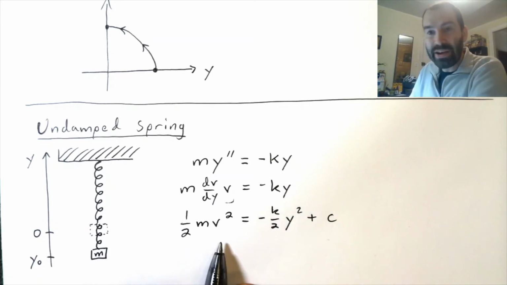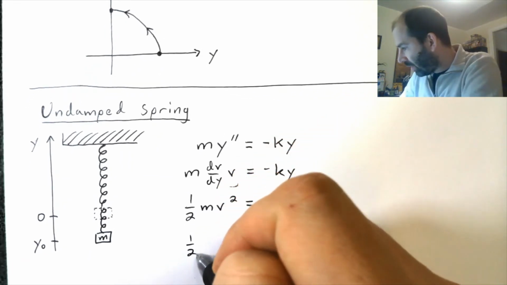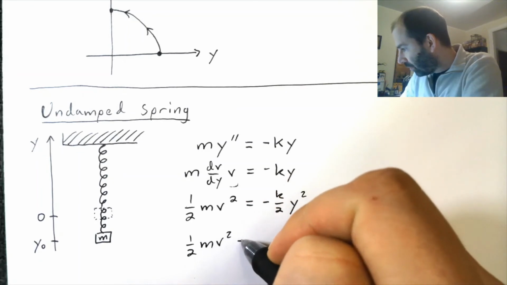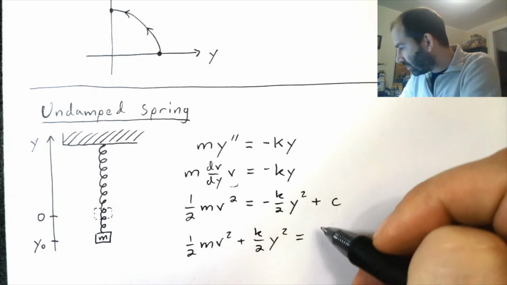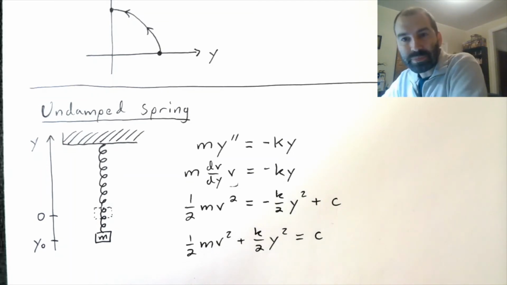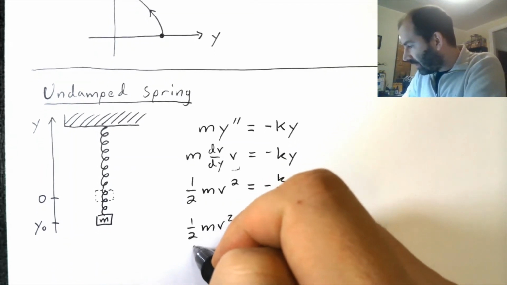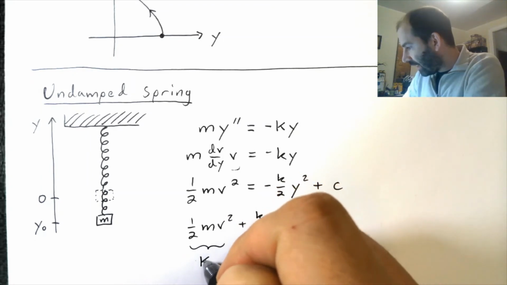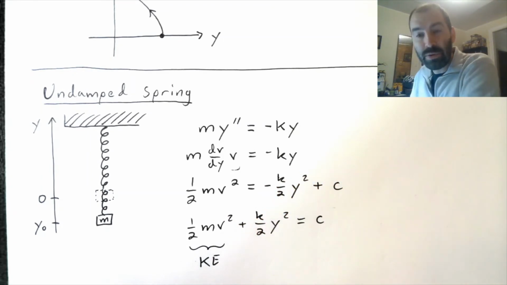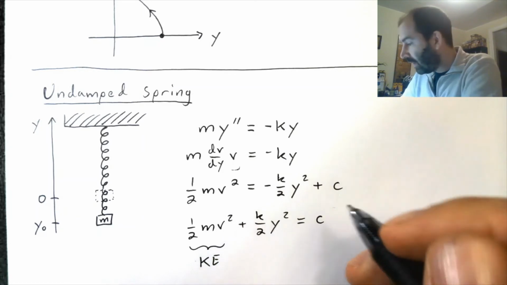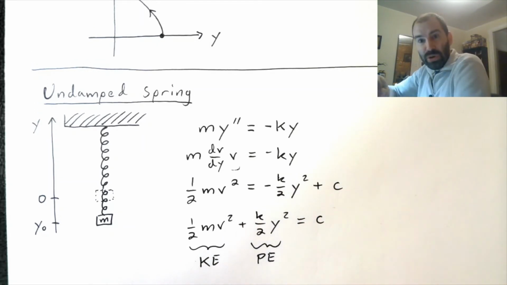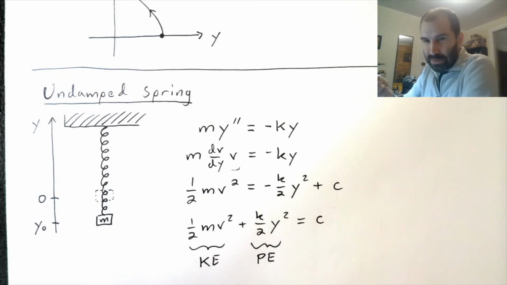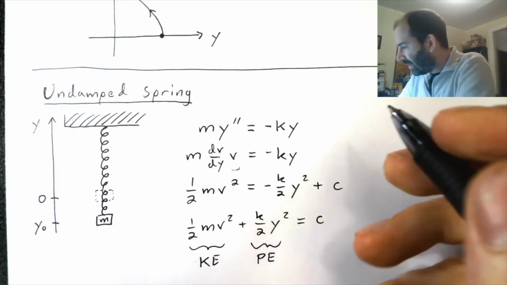Well, here's my kinetic energy again. Let's collect these terms on the left-hand side: 1/2 mv squared plus k over 2 y squared equals our constant. This is the kinetic energy, the energy having to do with the motion of the object. This is my potential energy, the energy that you're storing when you stretch that spring.